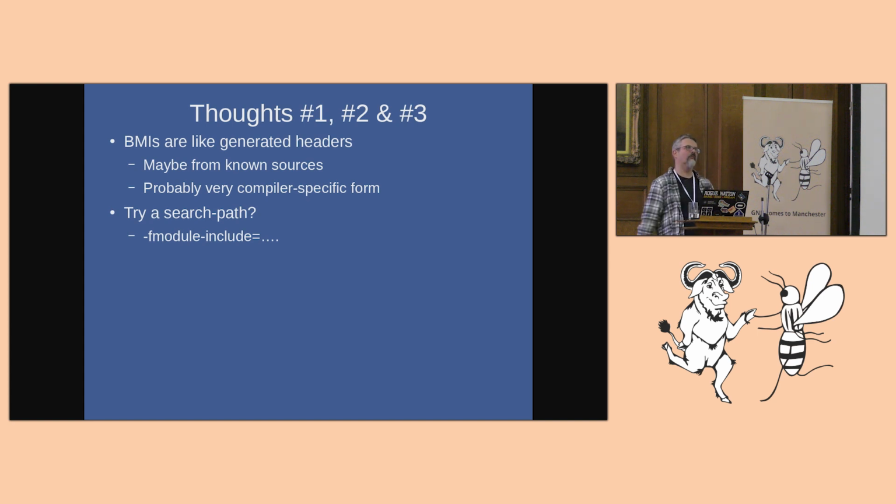So first thought is, well, header files have a search path, so why don't I use a search path? So I implemented -fmodule-include and had a search path there. And it looked down the search path to look for a BMI that matched the module name that you'd given. And I've just skipped a step there, but I'll get onto it in the next bullet point.